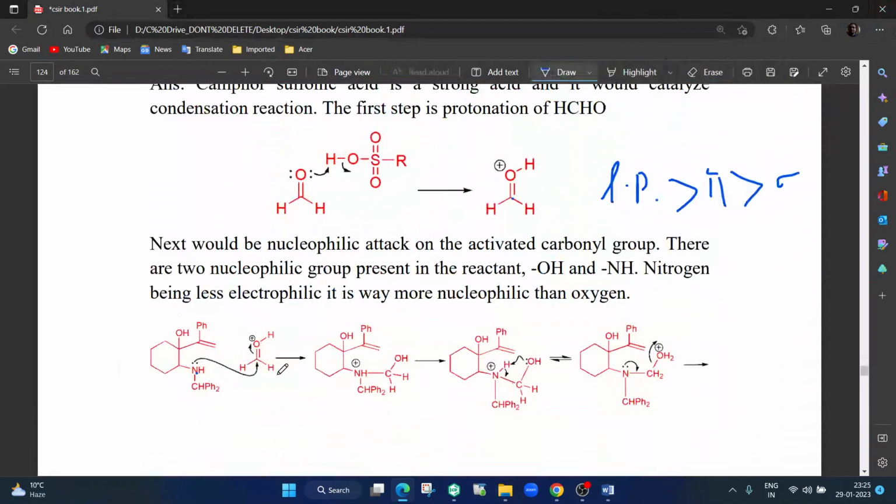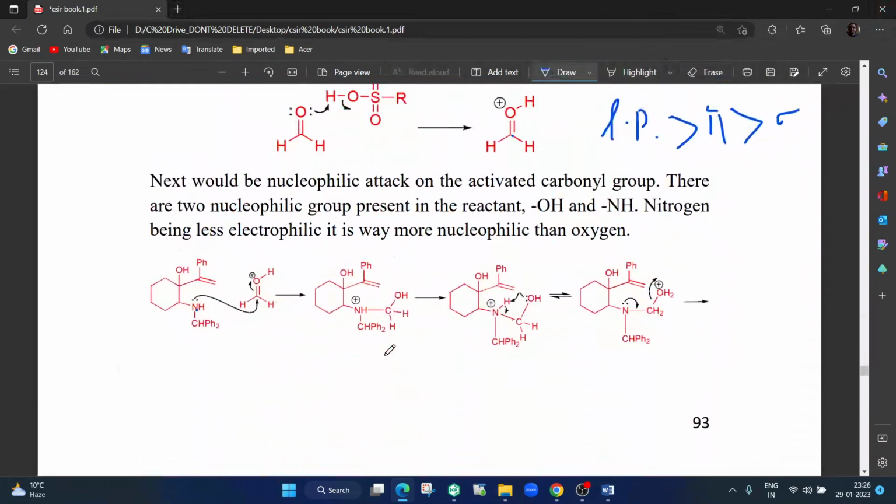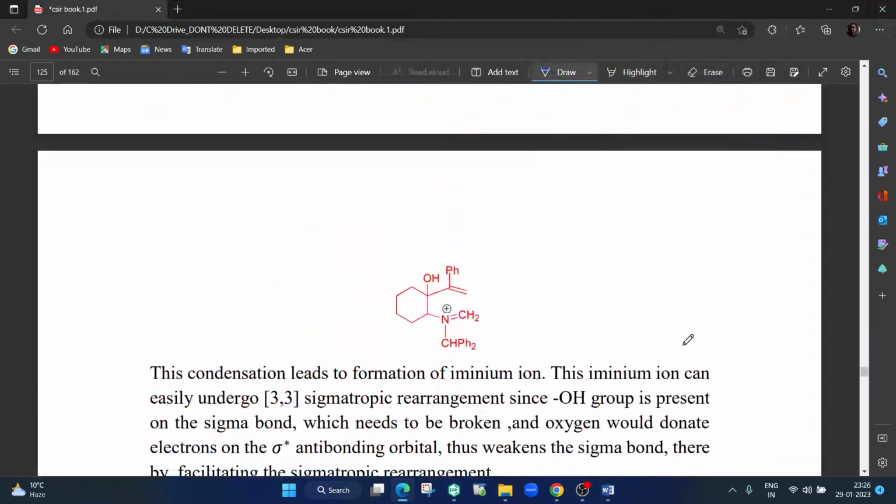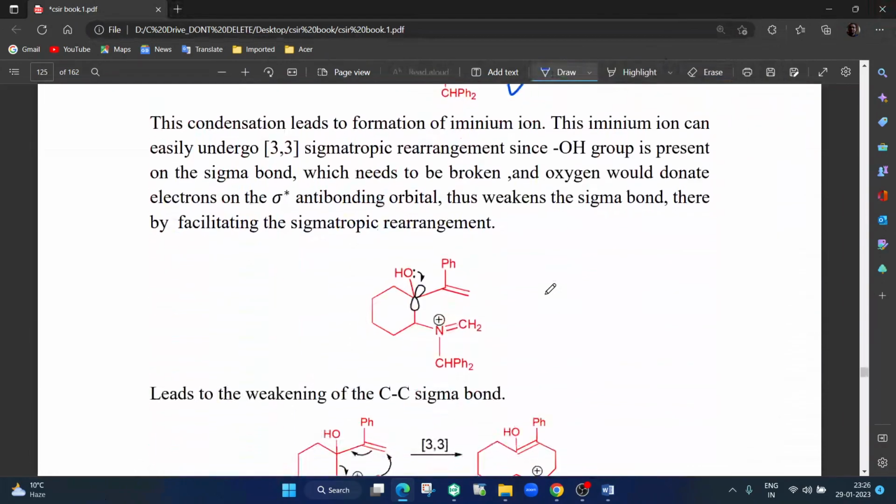So this will go and attack here, you get this species, and then this takes away a proton, and then nitrogen goes and attacks here, this water leaves. So till now it was simple. After that what happens, this will undergo a 3,3 sigmatropic rearrangement again. Why? Basically this sigma bond breaks. It's not easy to break a sigma bond, but why does it break?